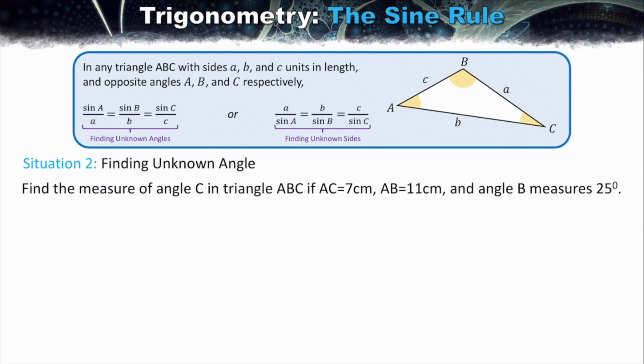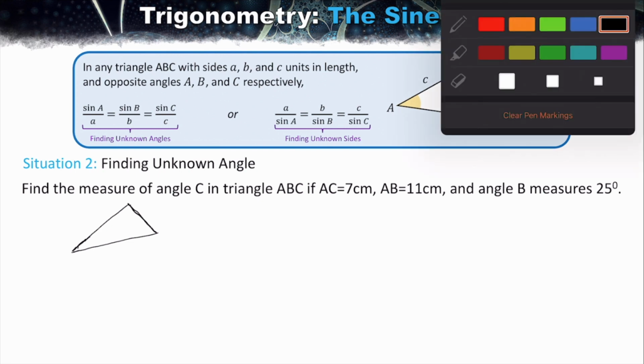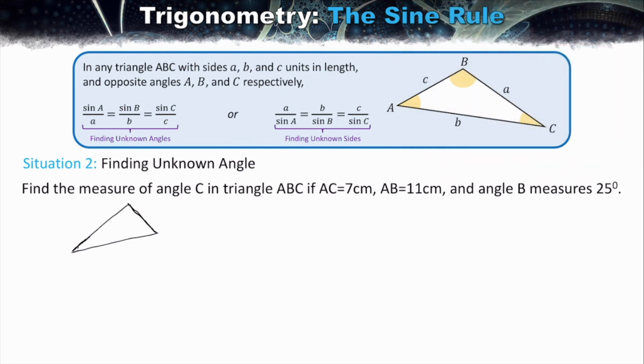So here, it's described a triangle to me. Anytime it describes this, I highly recommend that you just start drawing out the information. So the measure of angle C in triangle ABC, if AC equals 7 centimeters, it wants me to find the measure of angle C. AB is equal to 11 centimeters and angle B measures 25 degrees. So I'm going to draw a triangle here which will show this quite nicely. Which we're going to look at initially the acute case. So I might actually just record that somewhere, that we're just going to have a look at the acute case.